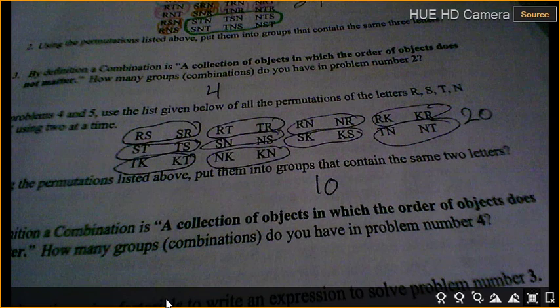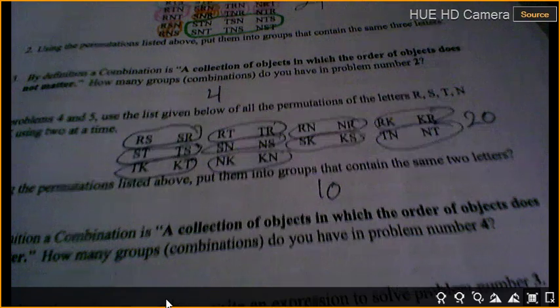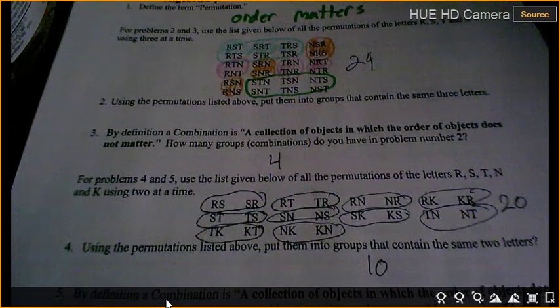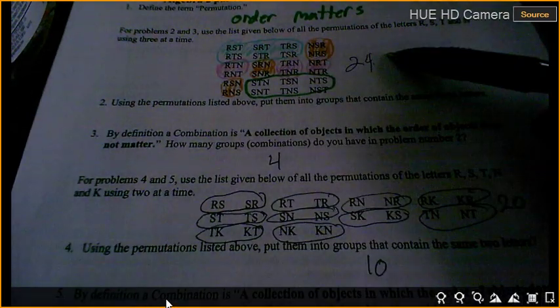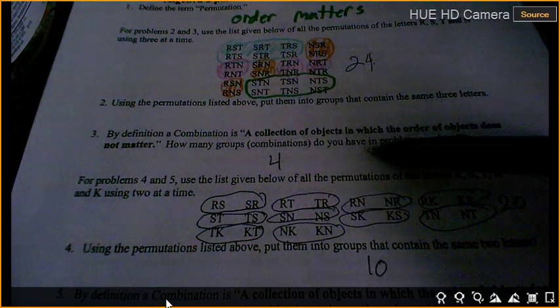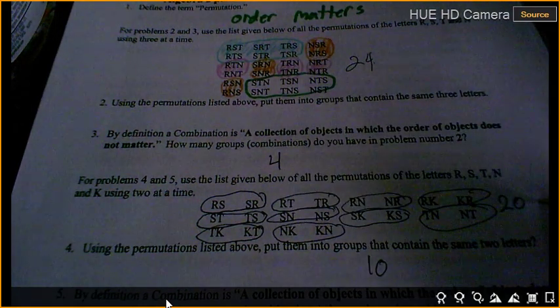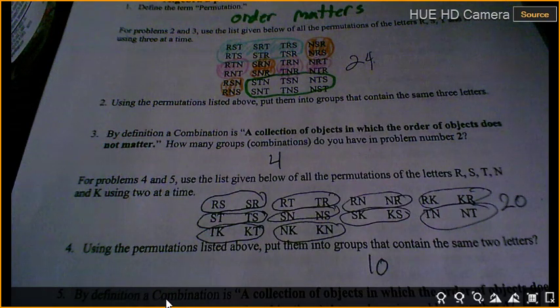Okay, order matters. There's going to be more possibilities. Is that starting to make sense? Whenever you see a permutation, it's going to have a bigger answer than your combination. For permutations, I end up with 24. For combinations, I ended up with 4. Permutations, I had 20. Combinations, I had 10.